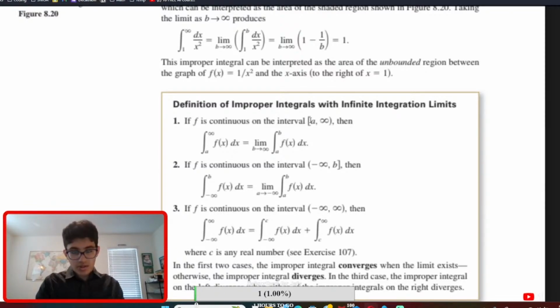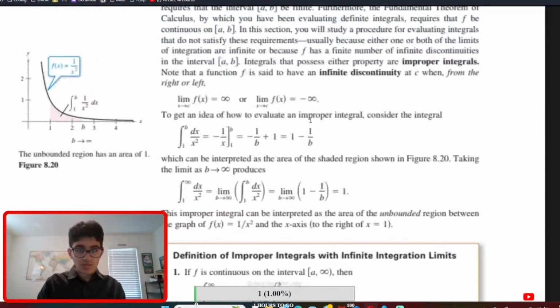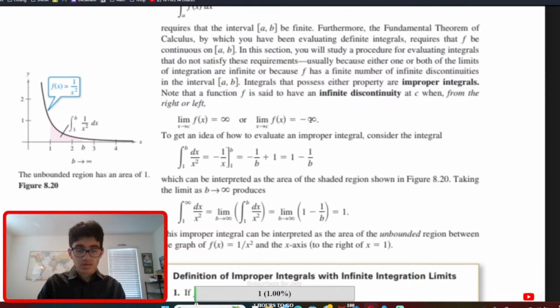If f is continuous on the interval negative infinity to b, then okay, makes sense. Makes sense. No, what is an improper integral though? Okay, here it's written here.